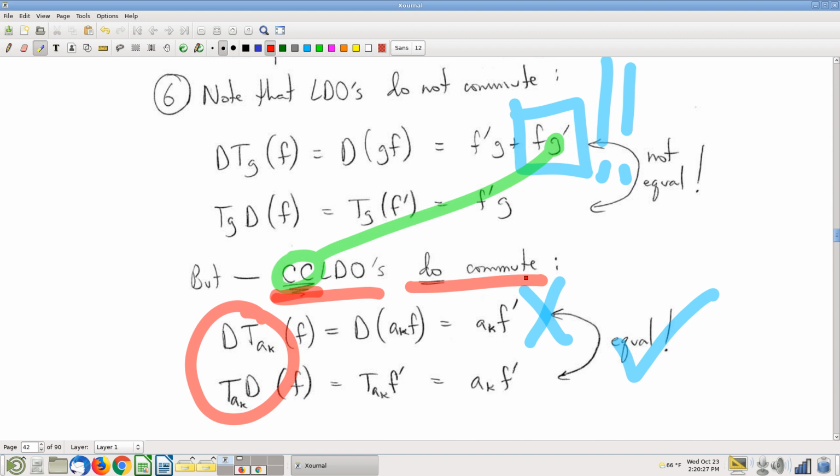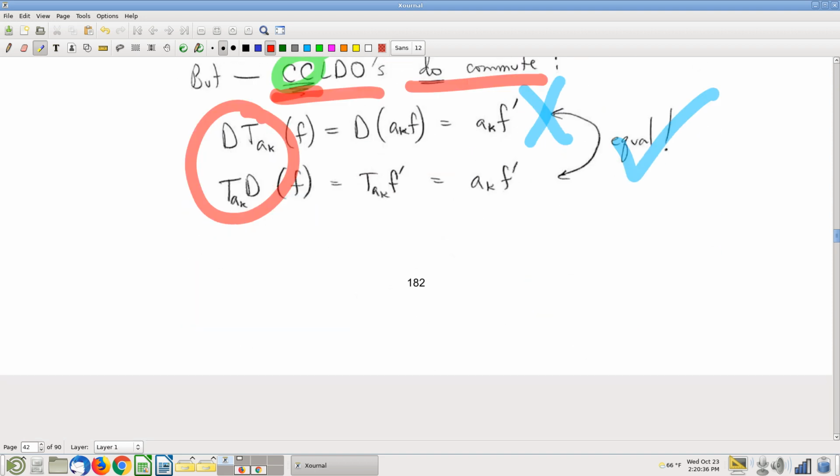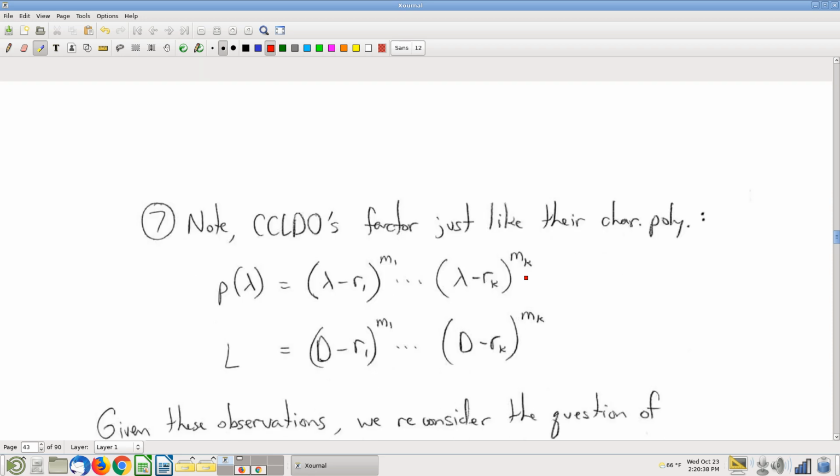So, okay, I know it's a lot of groundwork that we have to lay down, right? But this all kind of has to get set. Okay, so I claim, I'll show you an example in a minute, that because of the commutativity, constant coefficient linear differential operators factor. They factor just like the corresponding characteristic polynomial would.